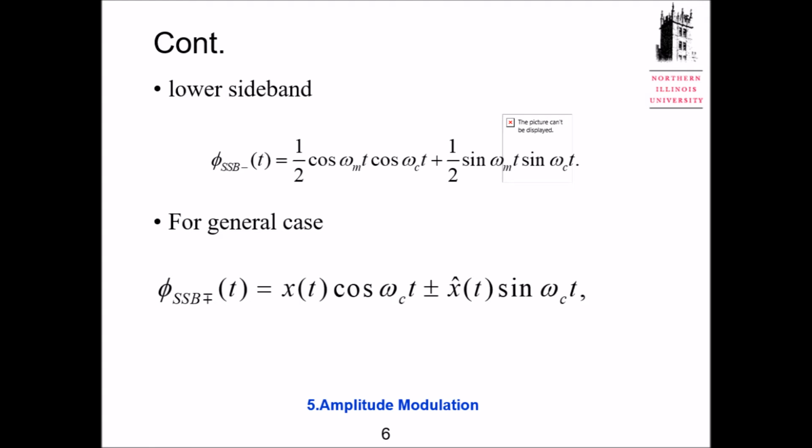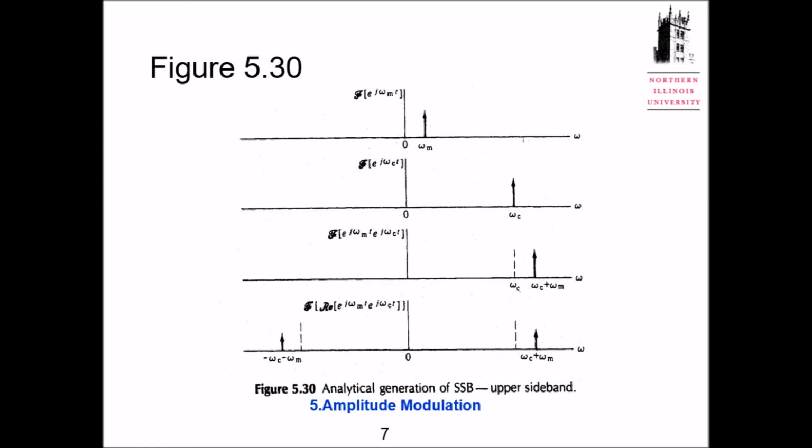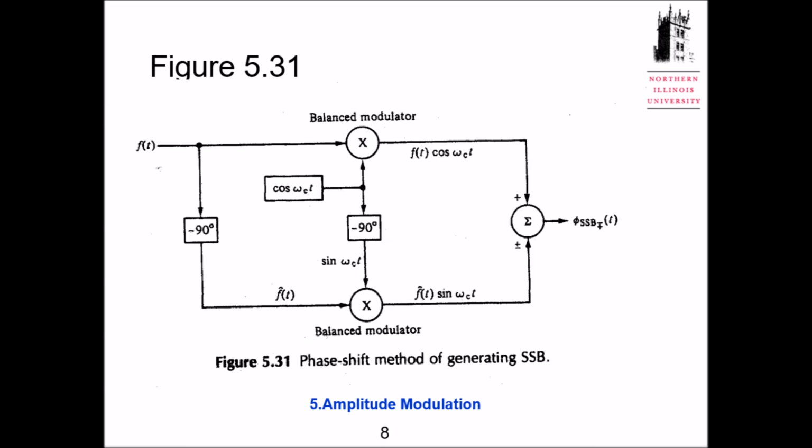So both the information and the carrier are shifted by 90 degrees. We combine them together. Again, we get either upper or lower. For the sinusoid, this picture shows what's going on. Okay, so this is the analytical generation of single sideband. This is for the upper sideband.